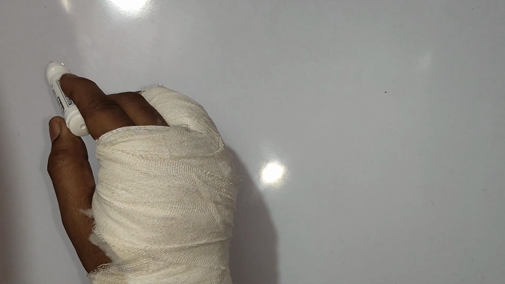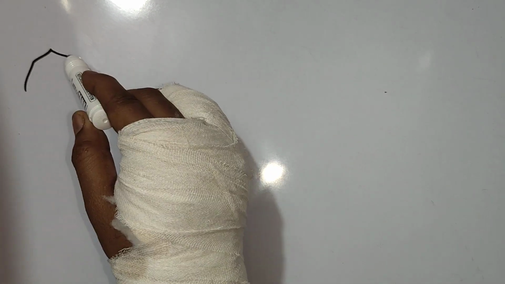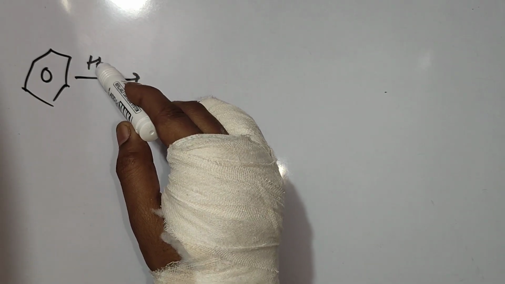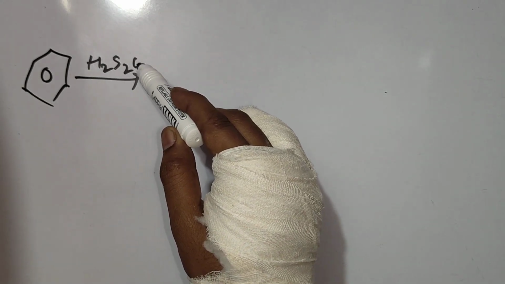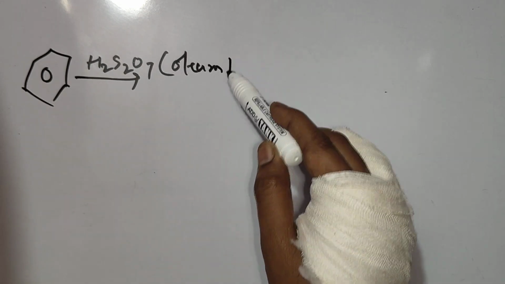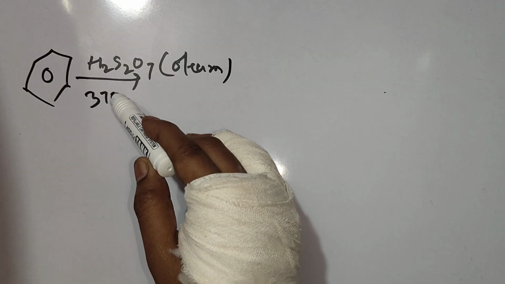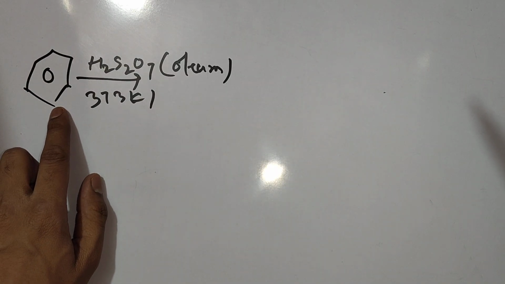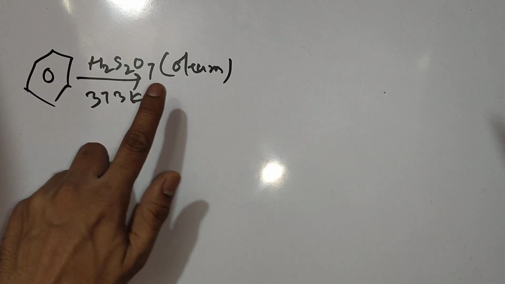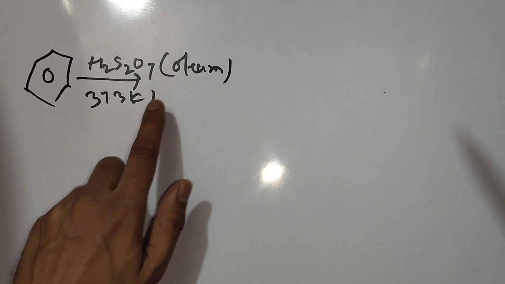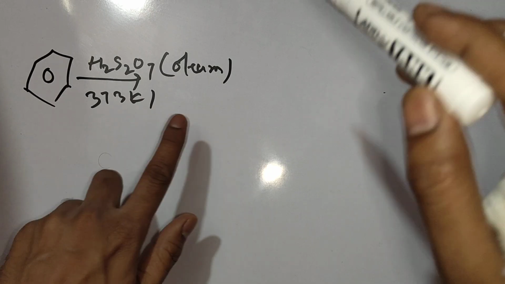That reaction is getting completed in 4 steps. First one, this is normal benzene, a colorless liquid. H2S2O7 is the formula of oleum. How it is generated, I will tell you when I explain the mechanism. You have to heat them at this temperature.